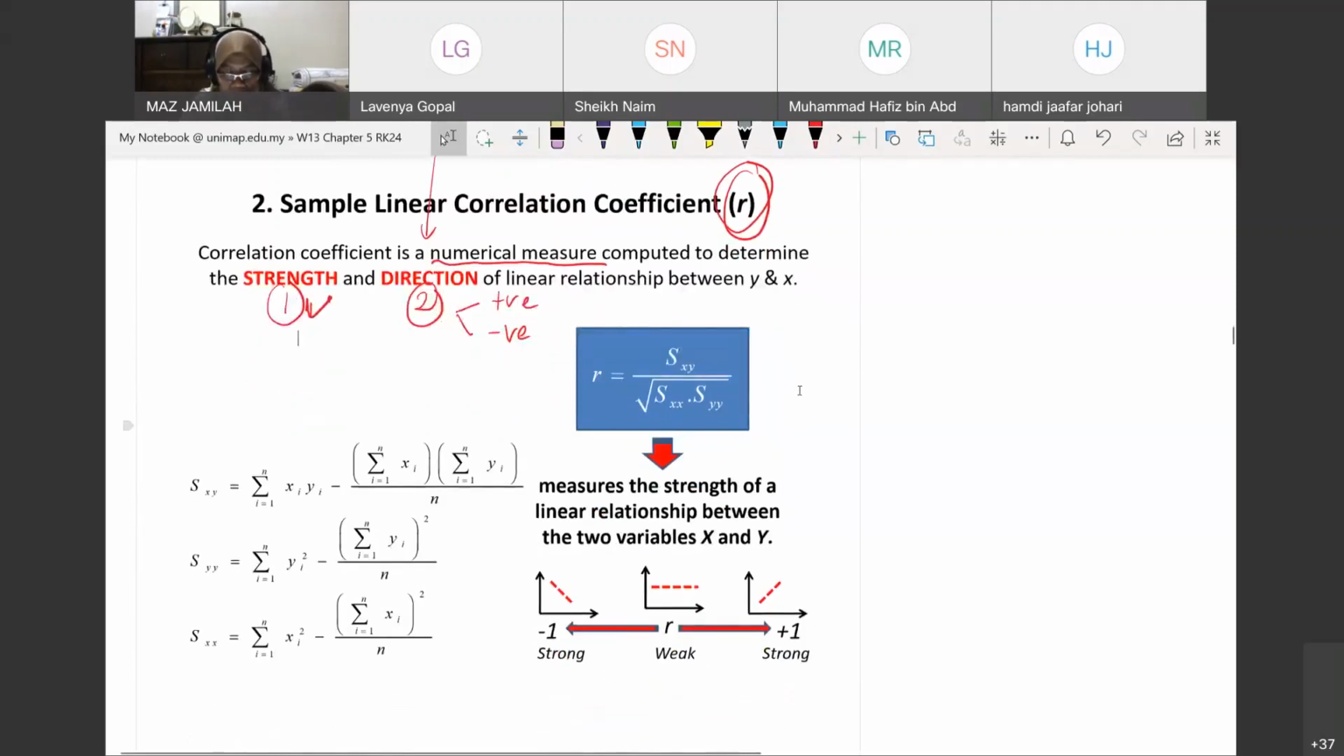If you are in a normal semester, you are going to use this formula to calculate R manually. But since you are going to use Excel, I think I need to show you how R is calculated manually. R is computed using the sum of squares of X and Y divided by the square root of the sum of squares of X multiplied by the sum of squares of Y. What do sum of squares XY, YY, and XX mean?